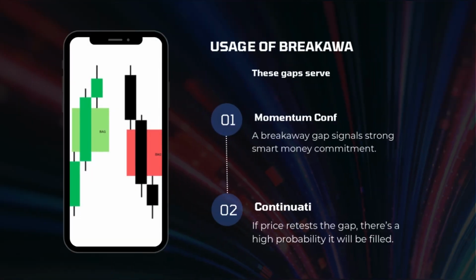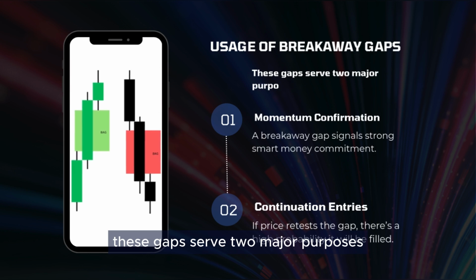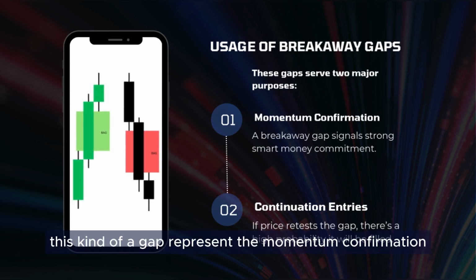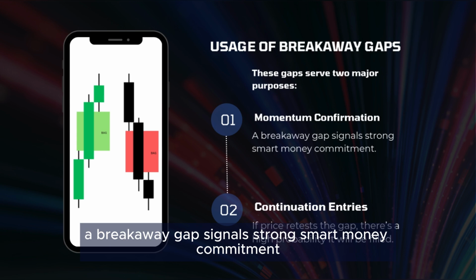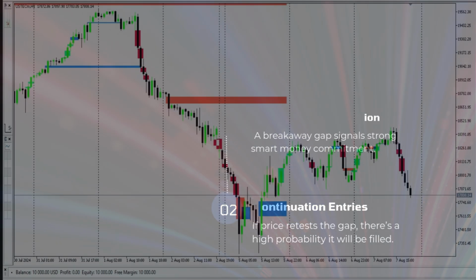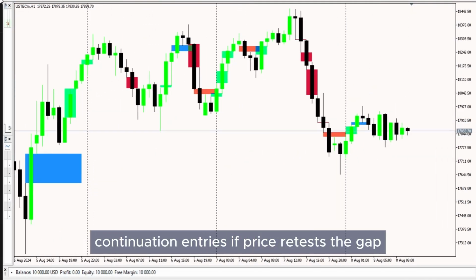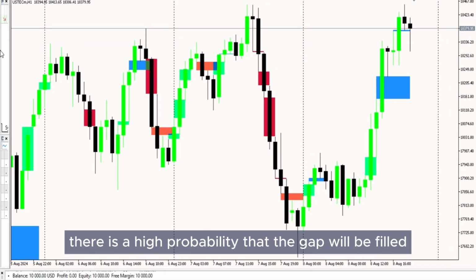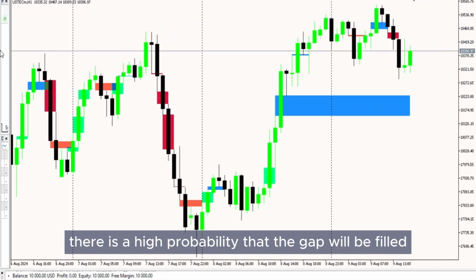Usage of breakaway gaps. These gaps serve two major purposes. This kind of a gap represents the momentum confirmation. A breakaway gap signals strong smart money commitment. Continuation entries. If price retests the gap, there is a high probability that the gap will be filled.